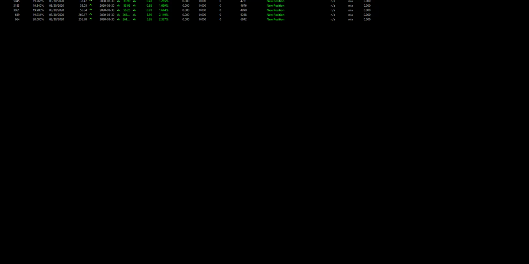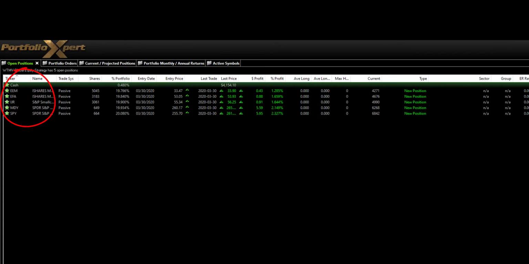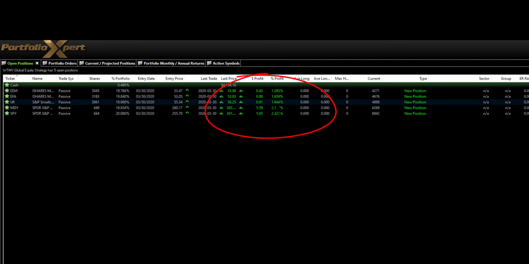Two other things to look at. These are the allocations that were triggered by the March 30th buy signal. We have 5 symbols: EEM, emerging markets; EFA; IJR, which is a small cap; MDY, mid cap; and SPY is a large cap, or the S&P 500. What you'll see here is the profit from today, just one day: 1.285 on EEM, 1.6 on EFA, IJR was 1.6, MDY and SPY up over 2%. Now the indices were up 3%, but they gapped higher. This was where the fill came in. All of these positions were filled at the opening price of March 30th.